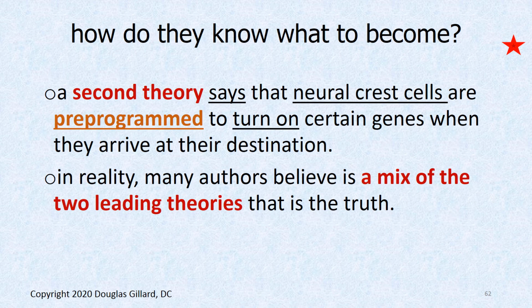Another school of thought says that's not true. The neural crest cells are pre-programmed to swim up to the ethmoid region of the facial skeleton and become the ethmoid bone. They know that before they even embark on their covered wagon journey. And so most authors say it's probably a mix of these two theories, which I would agree with.